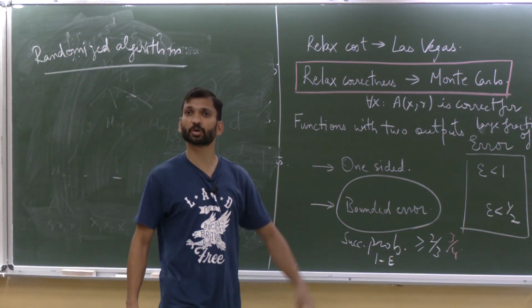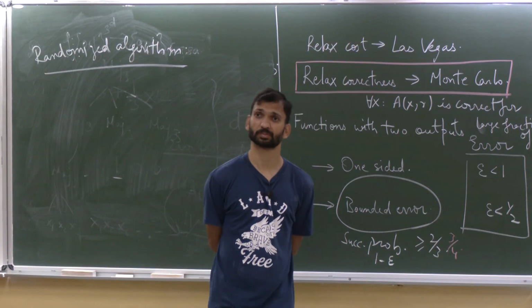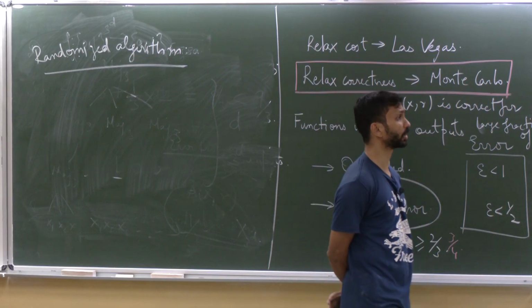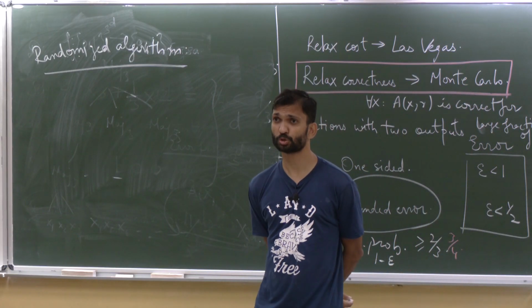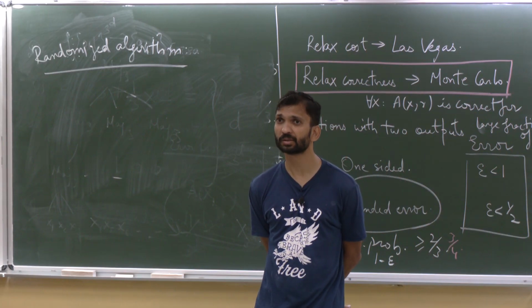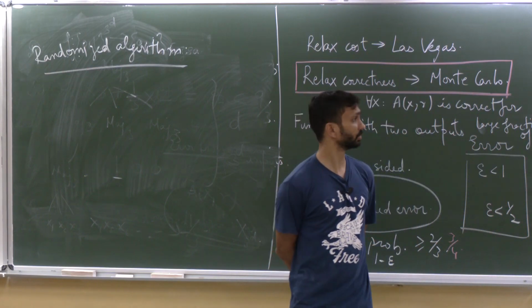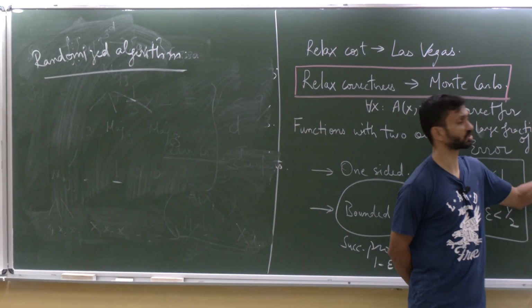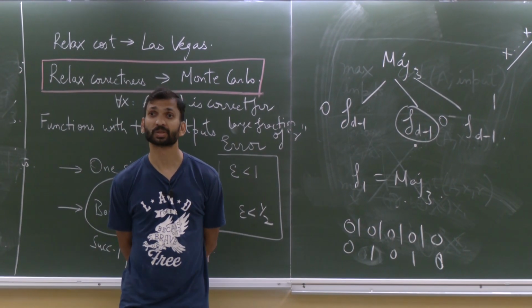What should be your randomized algorithm? What was the randomized algorithm for majority 3? You chose some 2 and figure out their answer, right? So what should be the randomized algorithm for such a structure? For each of them we apply the randomized algorithm.